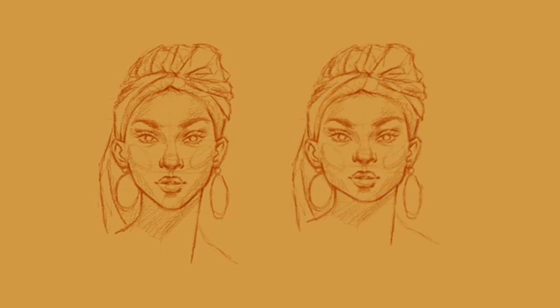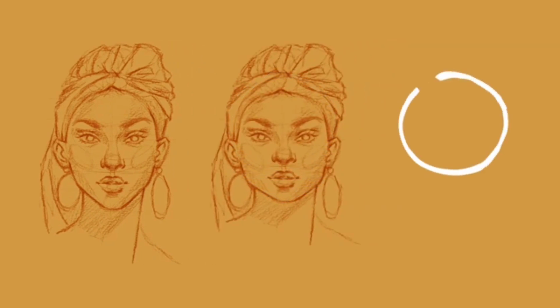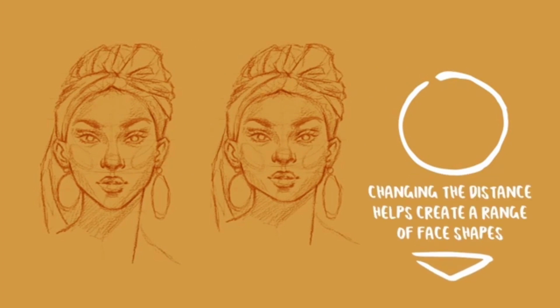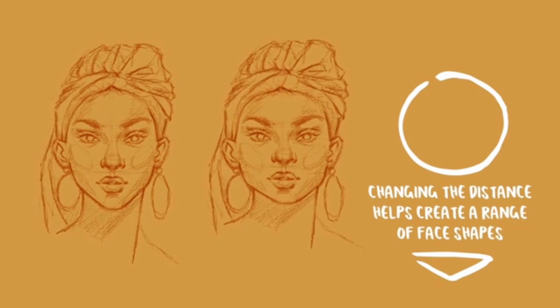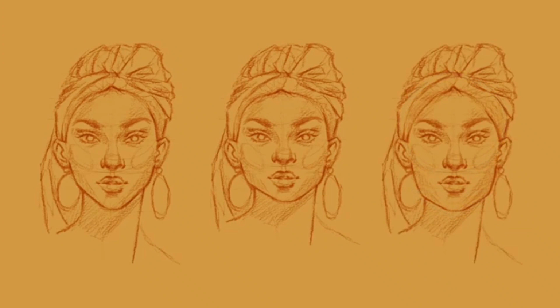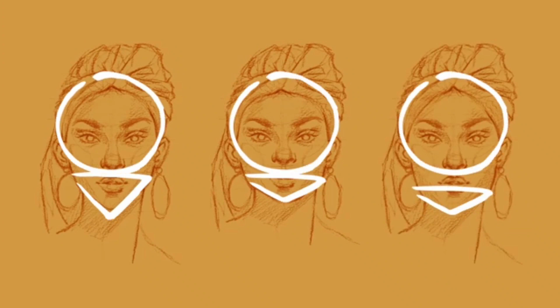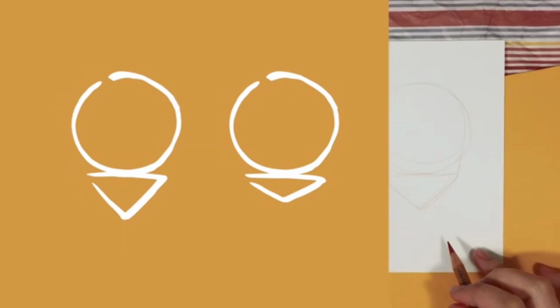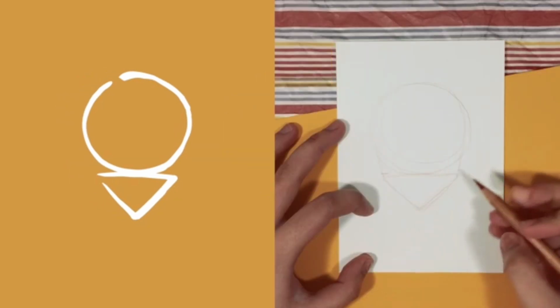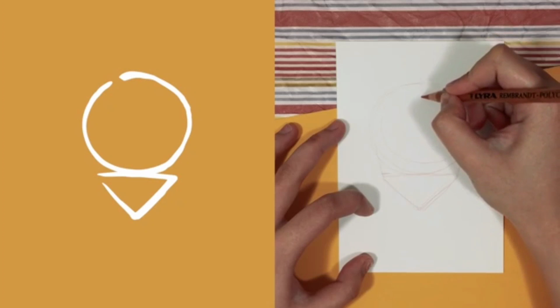And the next thing I like to take note of is the distance between the circle and the inverted triangle, because changing this distance can help us create a range of face shapes, such as an oval face shape, a square face shape, and a triangle face shape. And there are actually three main combinations that I like to use, which you can see on the screen, but for the demonstration I will be using the first combination and the most common one.